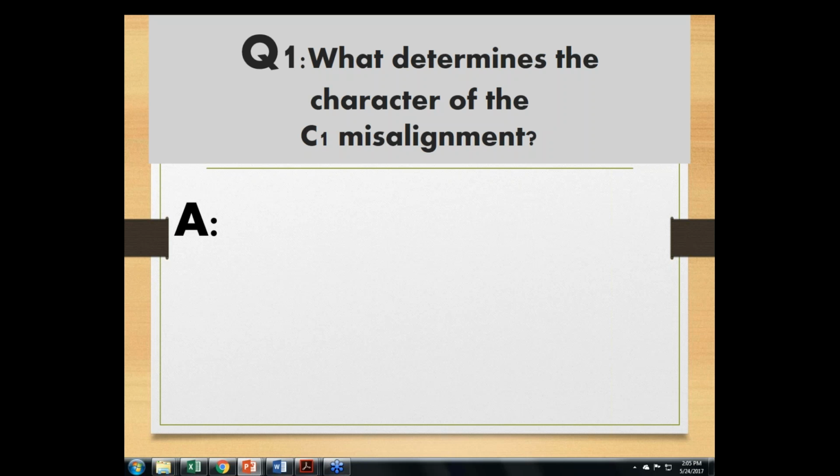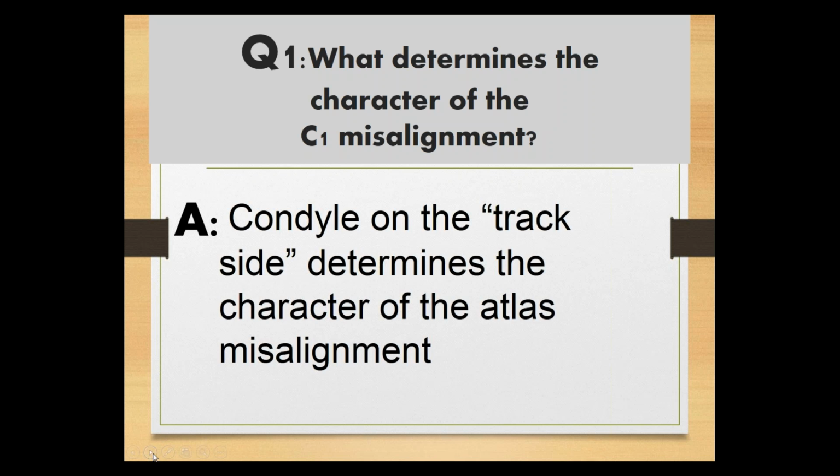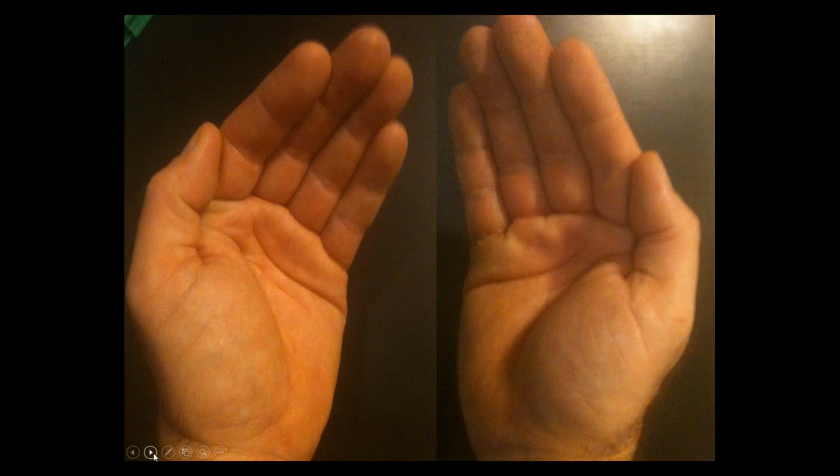Because it is critical for us to understand that you got ASLs and you have ASRs and so on and so forth. But every ASL and ASR is not exactly the same, and that characteristic of the misalignment is going to be determined by the track side.